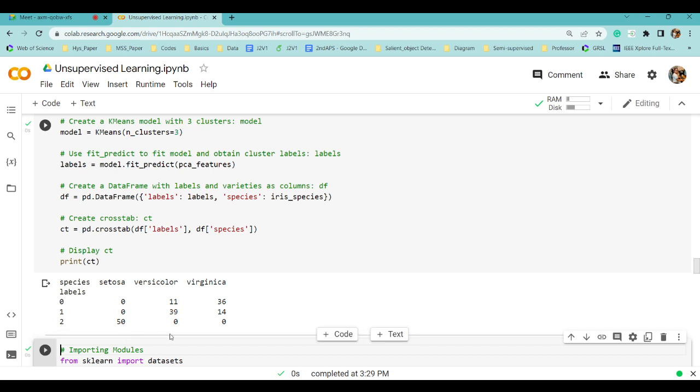This is something called a cross table. Cross table tells you about the species in this row: setosa, versicolor, virginica. Labels are 0, 1, 2. So setosa is represented as 0, versicolor as 1, and virginica as 2. This tells how many setosa values are there in that feature, how many versicolor features are there. So this is just a reference table which you can compute to know how many data points are there for each target. That's it.